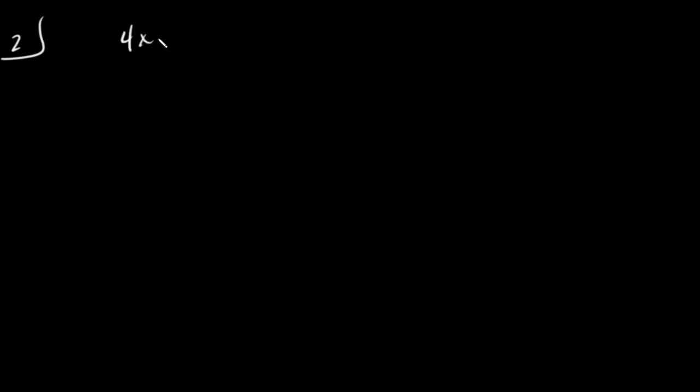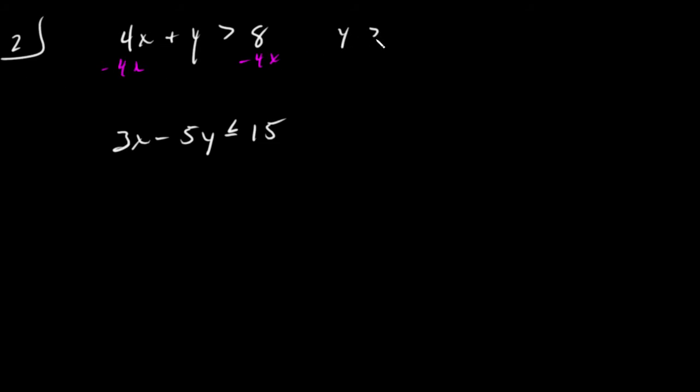You've got 4x plus y is greater than 8, and then you've got 3x minus 5y is less than or equal to 15. First things first, get them into slope-intercept form. This is another thing from chapter 1. So you're going to subtract 4x, and you're going to get y is greater than negative 4x plus 8. That one's in slope-intercept.